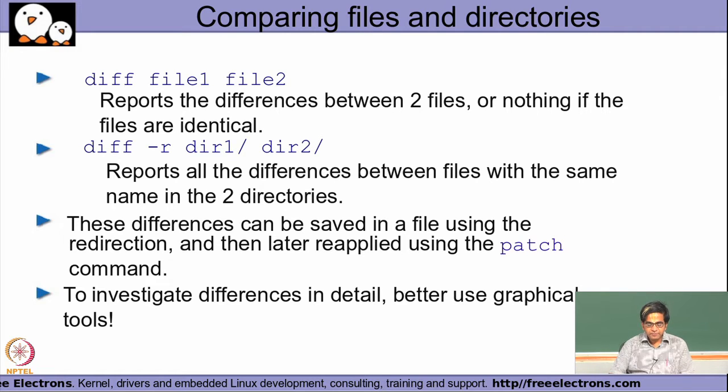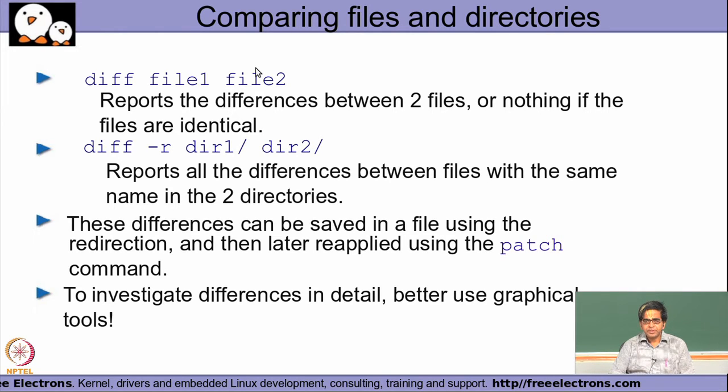So, if I give two arguments to the diff command, file 1 and file 2, it reports the differences between the two files right up to the point where the differences are present. It will report the line number at which these two files become different.